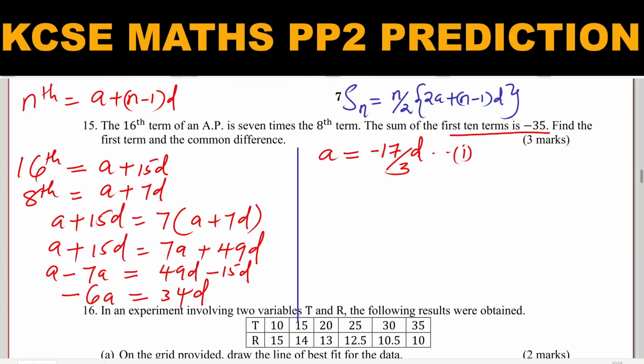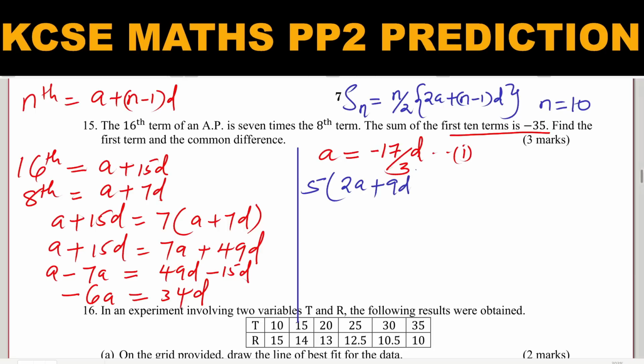So when you're getting the sum of the first 10 terms, remember to substitute n with 10. So on the right hand side, n divided by 2, where n is equal to 10, you'll have 10 divided by 2, that will give 5, multiplied by the bracket 2a plus (n minus 1)d. n minus 1 will be 10 minus 1, that will be 9d.